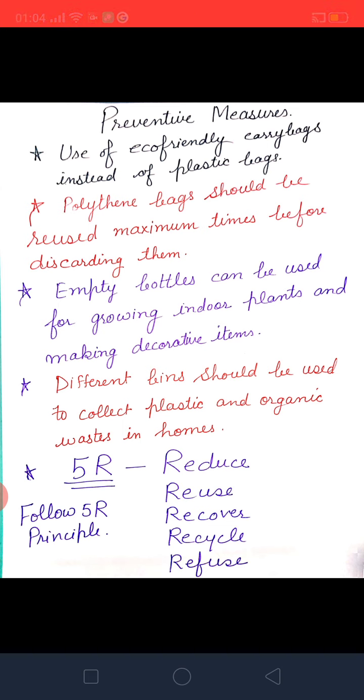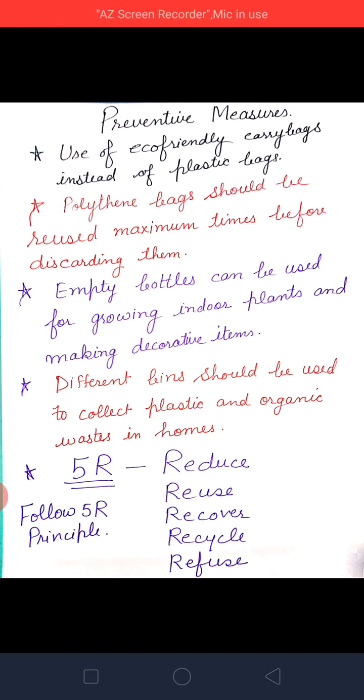And we should follow this 5R principle. If we follow this 5R principle, that is reduce, reuse, recover, recycle, refuse, then we can overcome this problem of plastic. In reduce, what should we do? We should use less. We should think how we can use less plastic, and we should purchase plastic very much less.